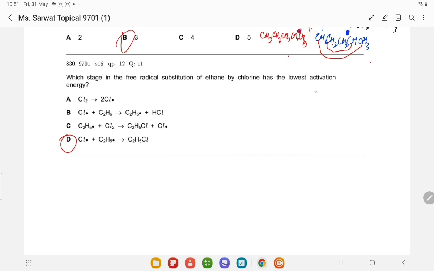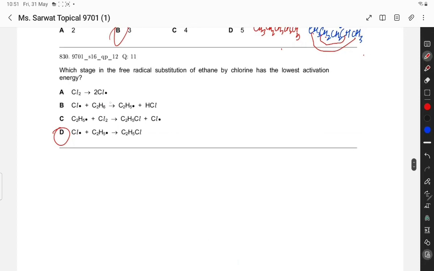ethane by chlorine has the lowest. Over here ethane has highest activation energy, but this radical has lowest. This chlorine has highest, this chlorine ethyl radical, so D option has both radicals, so that's why both have lowest activation energy, so that's why D option is correct.